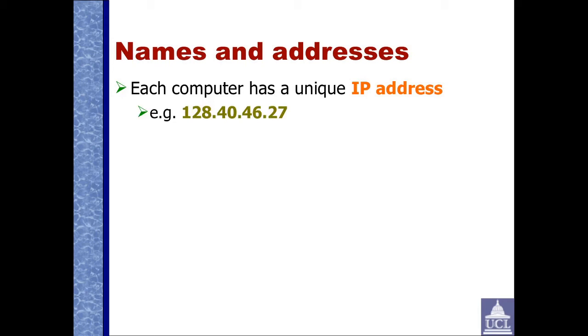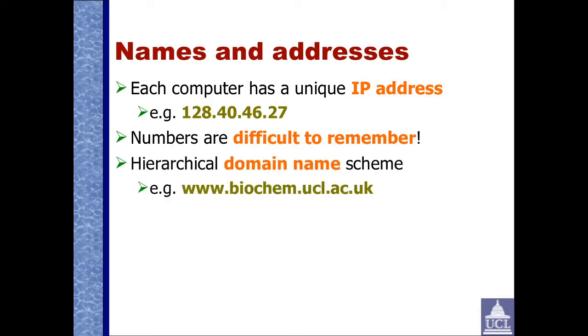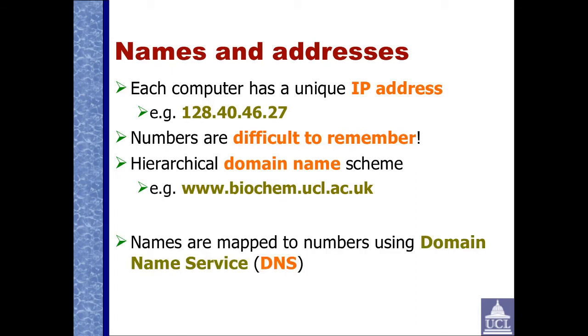So obviously an example of an IP address would be something like this. It's 4 numbers between 0 and 255, and they are separated by dots. But of course numbers are difficult to remember. So instead we use these hierarchical domain names, something like www.biochem.ucl.ac.uk. And names are then mapped to numbers using a kind of directory, like a phone directory, which is called the Domain Name Service.